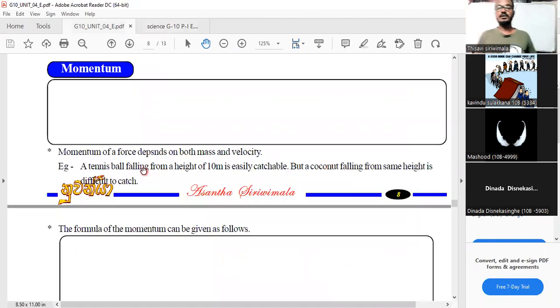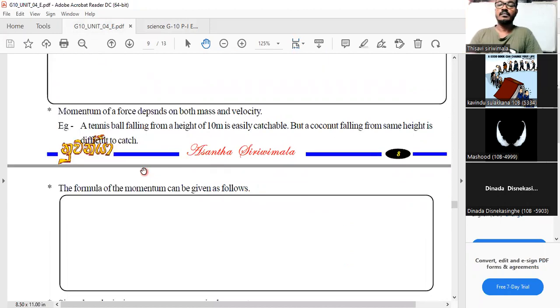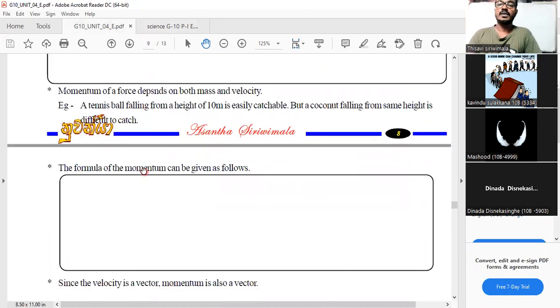Momentum of a force depends on both mass and velocity. Here you have to write momentum of a force, not force.